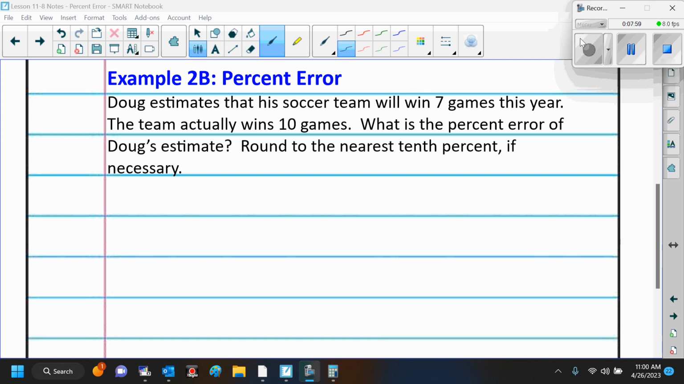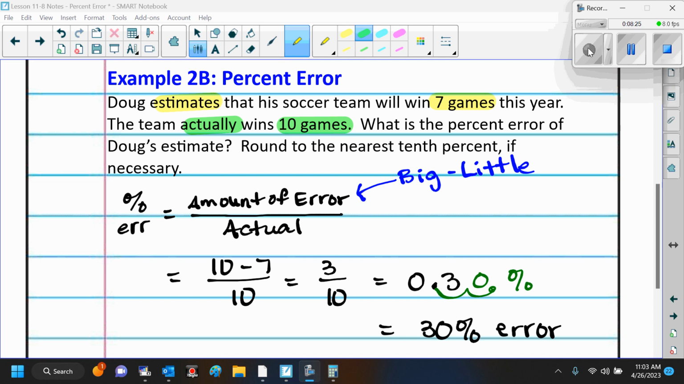So example 2b is percent error. It says Doug estimates that his soccer team will win 7 games this year. The team actually wins 10 games. What is the percent of error of Doug's estimate? Round to the nearest tenth if necessary. So you're going to work on this with your table partners.